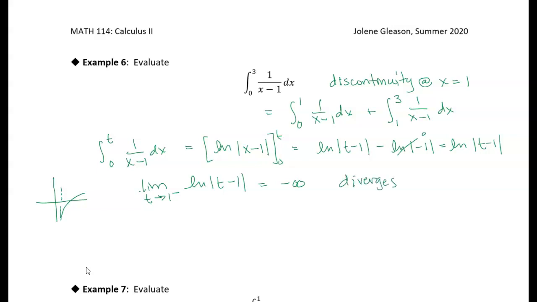Diverges. Okay? So I don't even have to worry about the other part. I don't have to worry about trying to integrate this from 1 to 3, because I already have part of this integral that is divergent. So that means the whole thing diverges. So this integral from 0 to 3 of 1 over x minus 1 dx diverges. And that's all I need to know.